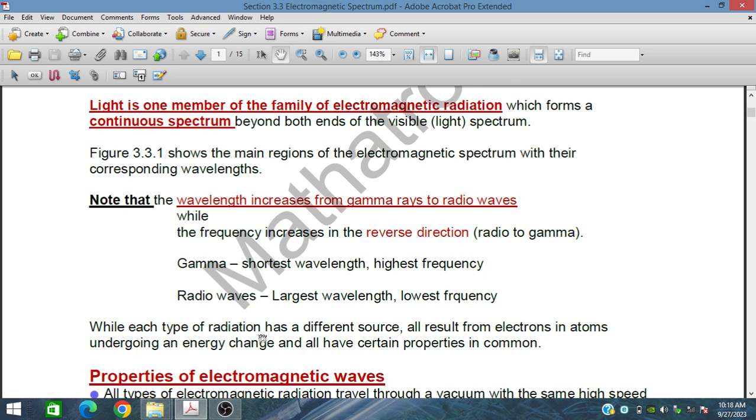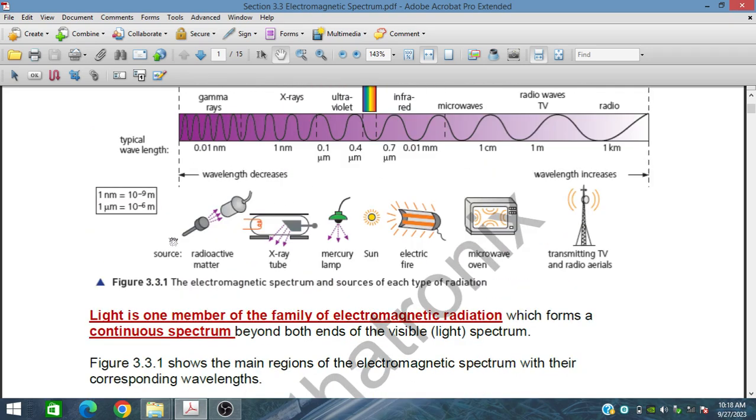While each type of radiation has a different source, all result from electrons in atoms undergoing an energy change, and all have certain properties in common. So we have seen all these different radiation sources, the sources generating the electromagnetic spectrum.